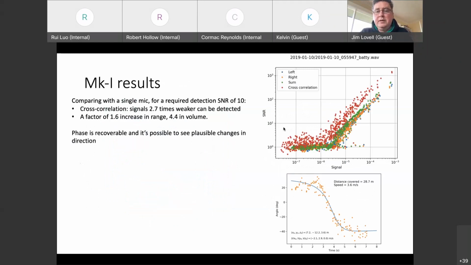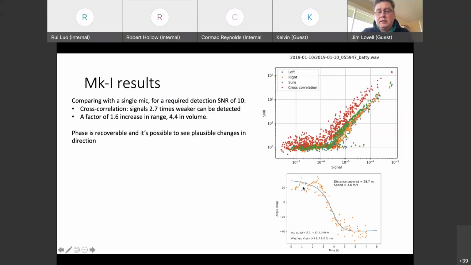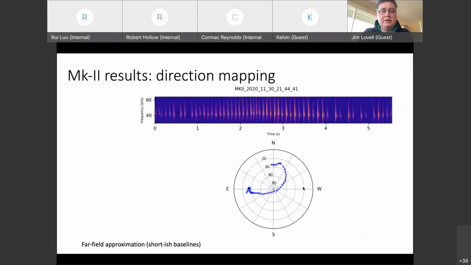You do indeed get better signal to noise improvements. You get about a factor of 2.7, and so you're actually increasing the range of your detector by about a factor of 1.6 and about a factor of 4 in volume that you're surveying. The phase is recoverable, and this is just a single baseline, which is from the Mark 1. And you can see the angle that you're measuring changing as a function of time. So that was my Mark 1 results, and that was encouraging. Mark 2, with the 4 antennas or microphones, we get direction.